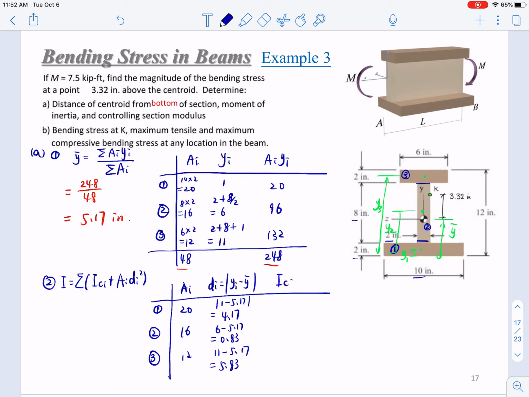And the ICI will be BH cube over 12. For the first one, the sub area 1, that will be 10 times 2 cubed over 12, which is 6.7. And for the second one, that will be 2 times 10 times 8 cubed over 12, which is 85.3. For the third one, that will be 6 times 2 cubed over 12. We get 4.